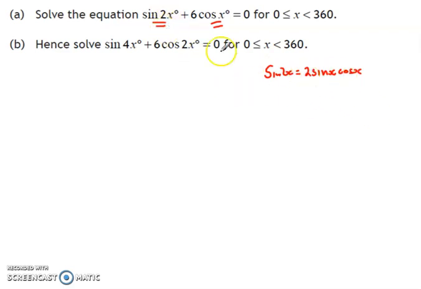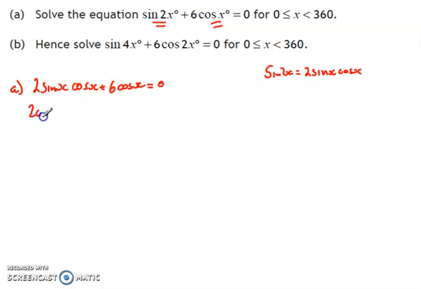So sine 2x is this, so what I'm going to do is substitute that into the equation here at part A. What I'll end up getting is 2 sine x cos x plus 6 cos x equals 0. So now we're at a point where we can start to look to solve this equation. What you'll notice is that both terms have 2 cos x as a common factor. So let's take that out.